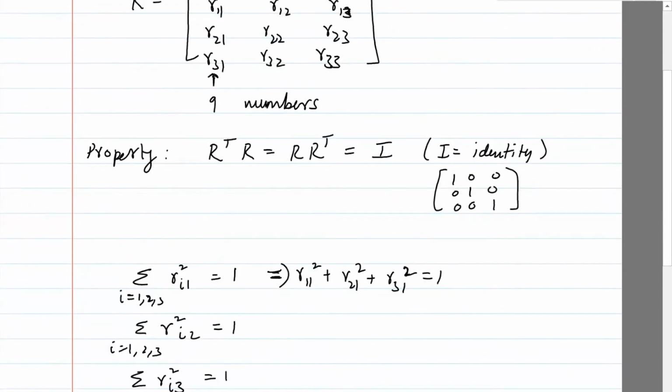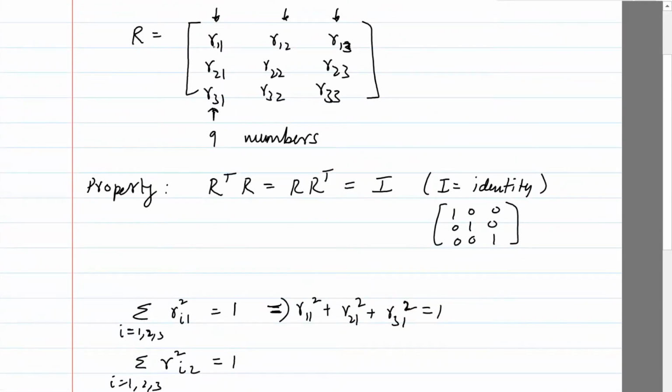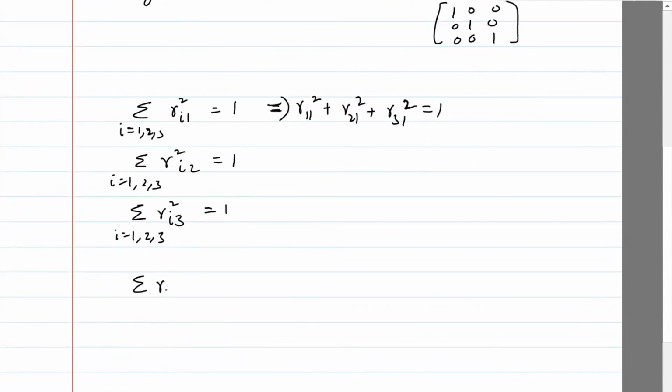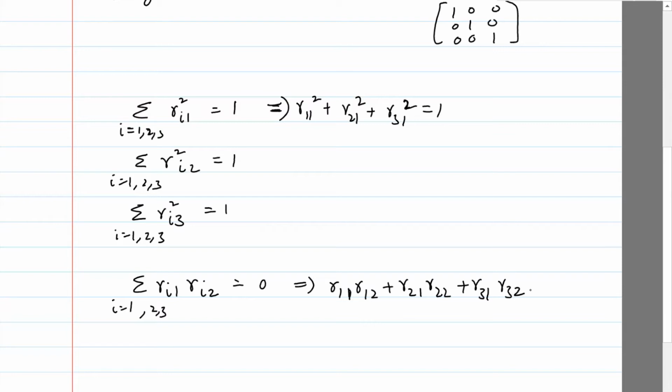Okay, so then there's another condition, which is that if you multiply corresponding columns together, then the sum of the products should be equal to 0, and that is best written as this: Ri1 Ri2 equals 0, where I goes from 1, 2, and 3. So we can expand one of them out. It's R11 R12 plus R21 R22 plus R31 R32 equals 0.